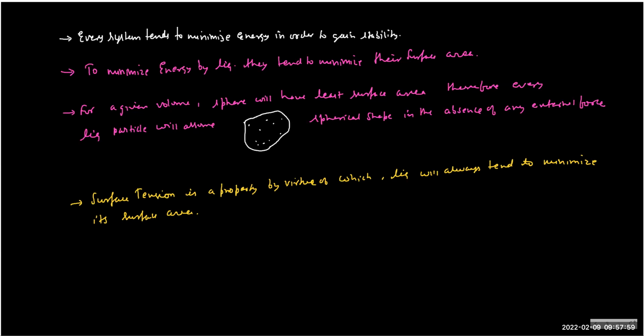So surface tension is a property by virtue of which a liquid always tends to minimize its surface area. So that is a property. So this is the natural property. Now, this is not something which we need to think about.